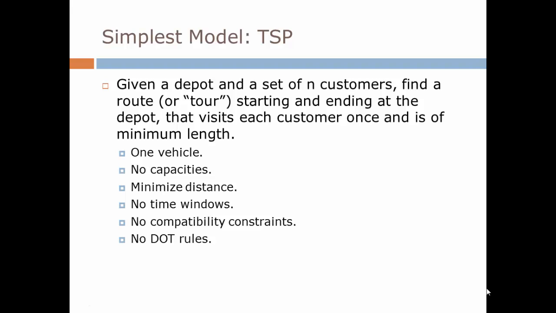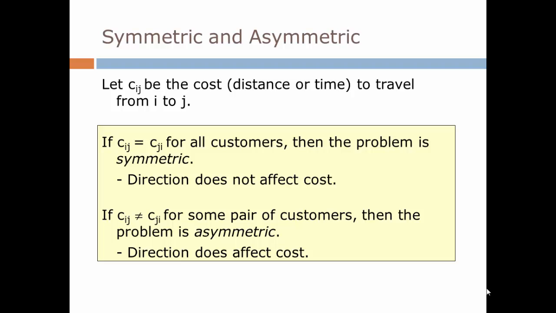Let's initially focus on the simple TSP with one vehicle, no capacities, just minimization of the distance, no time windows, no compatibility restrictions, no restrictions regarding the driving hours and other driving regulations. Let's also assume that the cost matrix for traveling from one point I to another point J is symmetric. Symmetric means that the direction does not affect the cost.